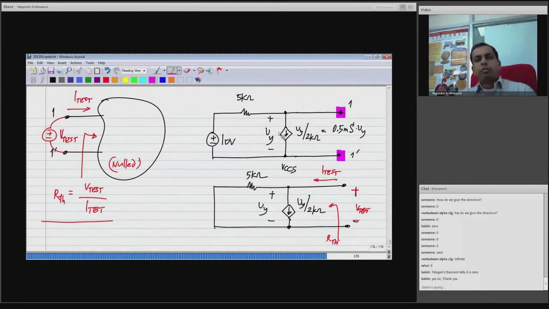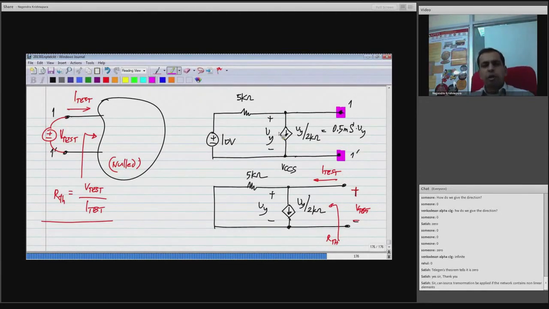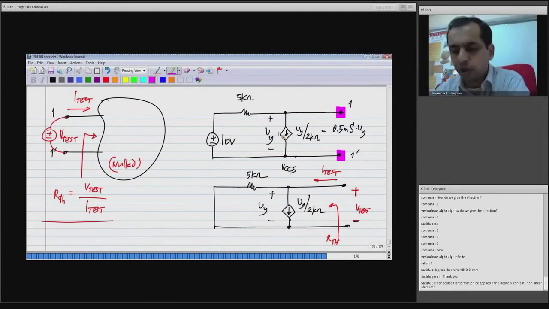If you are given a black box, let's say in the lab, and asked to find out the resistance between 1 and 1 prime, what will you do? You will apply some voltage across 1 and 1 prime, find the current that flows through it, take the ratio, or you force a current from 1 prime to 1, see the voltage that is developed across it and take the ratio. So that's how you do it for any circuit. Now it just happens that if you have only resistors, you may be able to take some shortcuts.